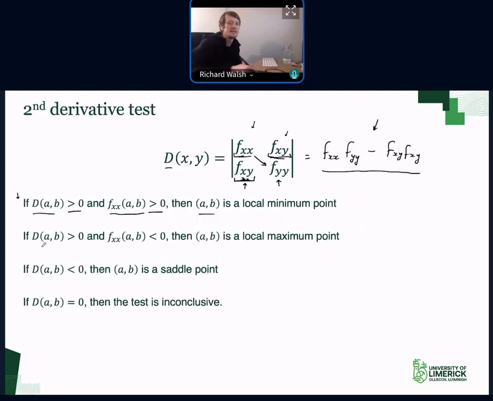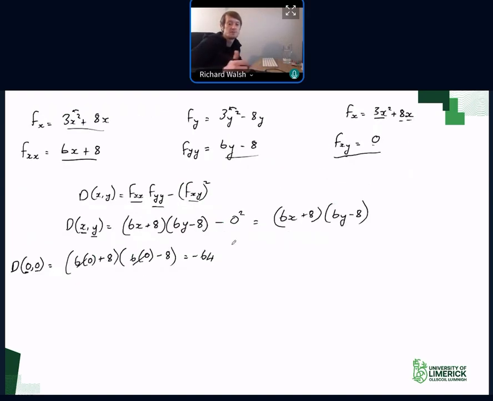So let's go back to these now. If D is greater than 0, that's not the case here. We got minus 64. The second one says if D is greater than 0, that's not the case here. If D is less than 0, okay, so that's where ours falls. If D is less than 0, then the point is a saddle point. So because we got minus 64, which is less than 0, I can say that 0, 0, the point that we tested, is a saddle point. So that's the first point tested. It is a saddle point.